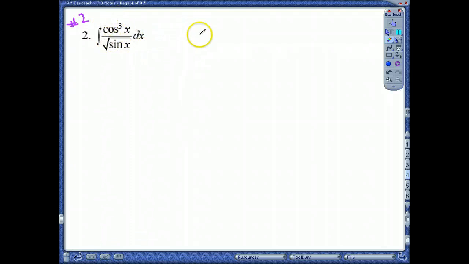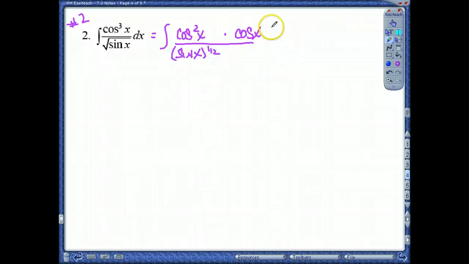One of them is going to be involved in the du. The other one is going to have an even power, which you're going to use your Pythagorean identity to help you out. So this guy, we're going to rewrite. This is going to be cosine squared of x times cosine of x over sine to the 1/2. Oops, no. And don't forget your little dx there. So I'm going to change that cosine squared into 1 minus sine squared.